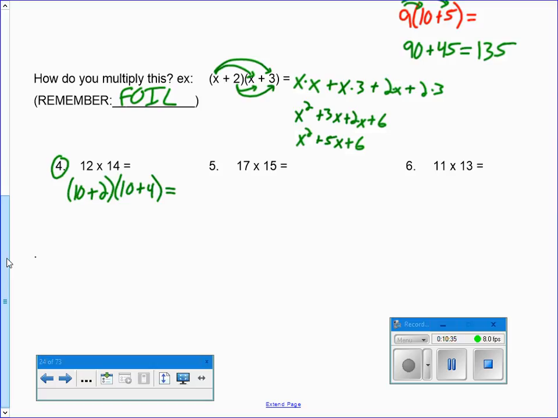Alright, let me do the same thing we did up top. So I'm going to multiply the 10 by 10. When I do that, I get 100. I'm going to multiply that 10 by 4. When I do that, I get 40.